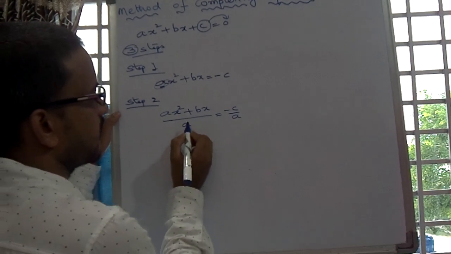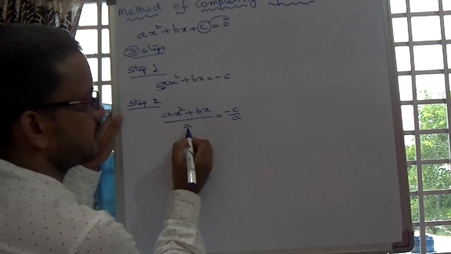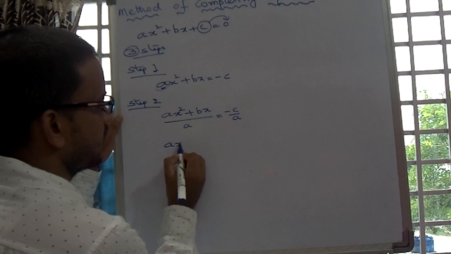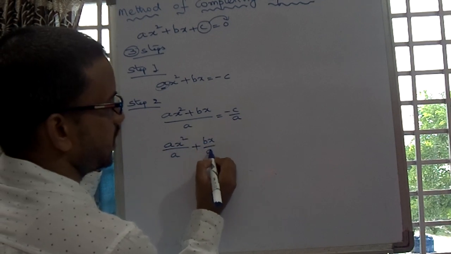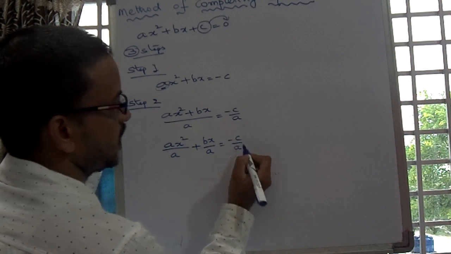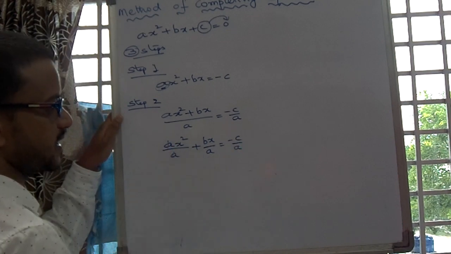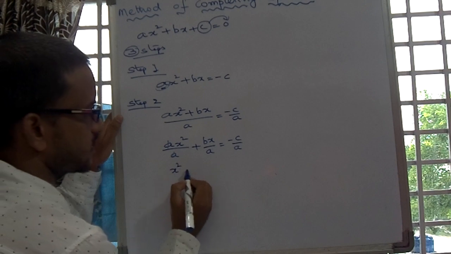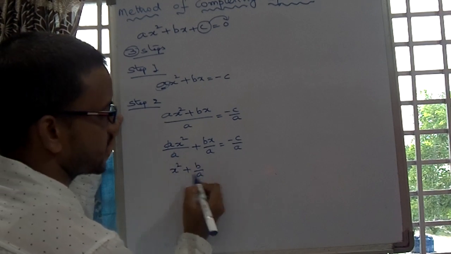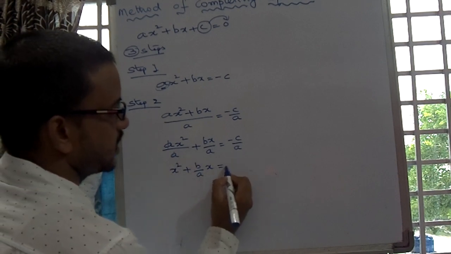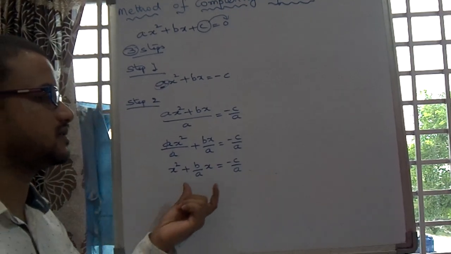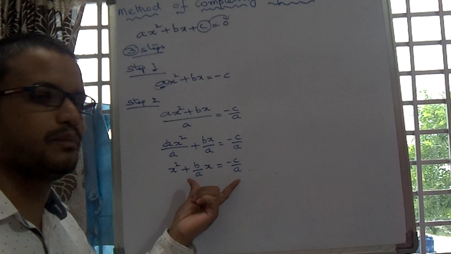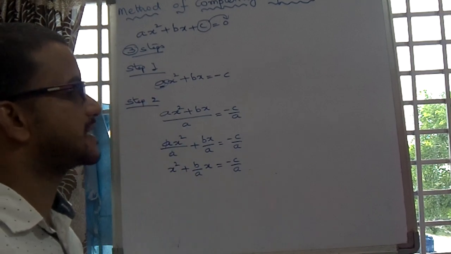So I am going to divide the terms by this a. Then we get ax square by a plus bx by a, which is equal to minus c by a. Here a gets cancelled. So x square plus b by a x is equal to minus c by a. This is the new equation obtained after applying step 2.